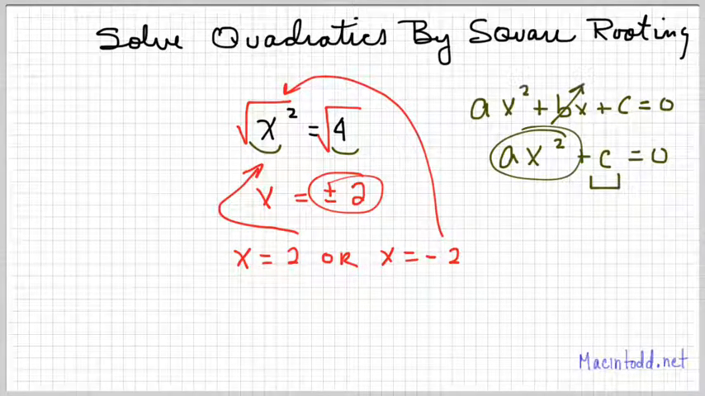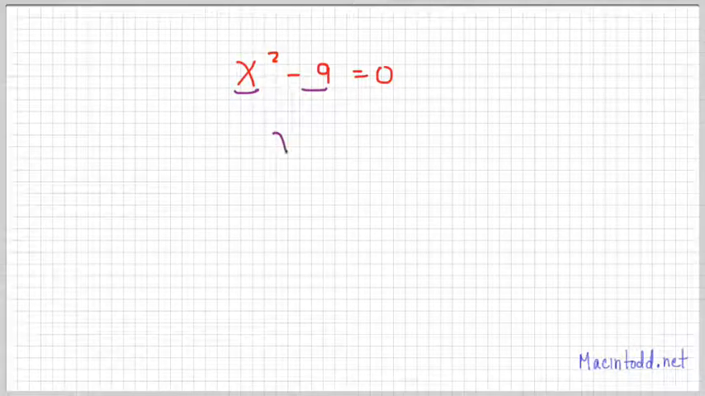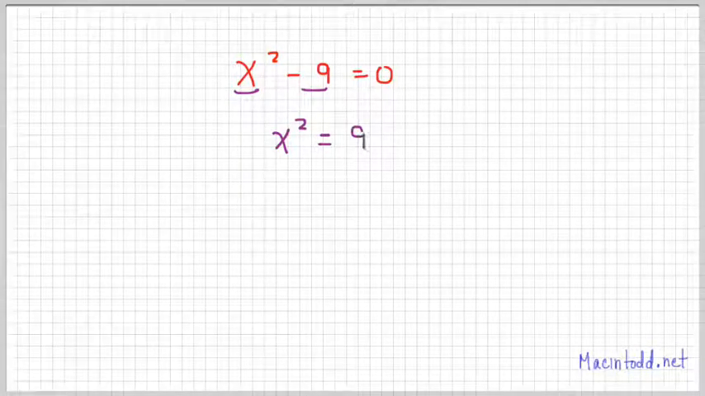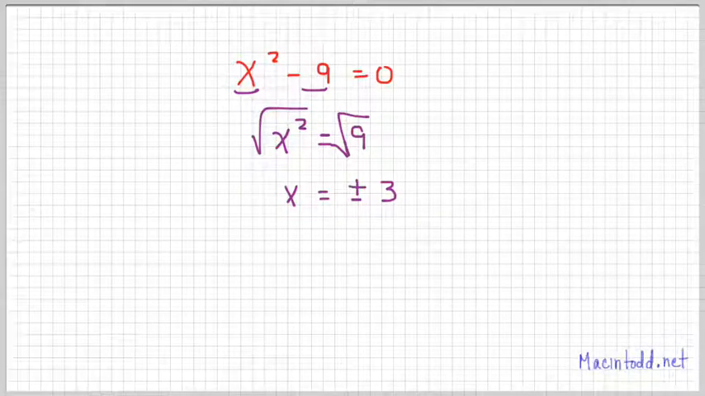Okay? The next examples are a little more complicated, but not much. In this example, I've got just a quadratic term and a constant. I want to isolate the quadratic term, and now I can square root both sides. X equals plus or minus 3. Again, that means plus 3 or minus 3.